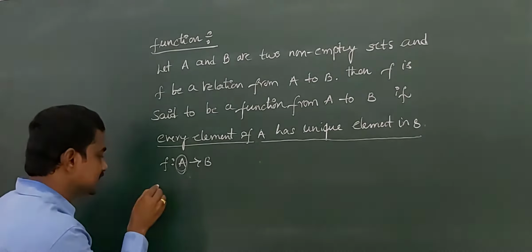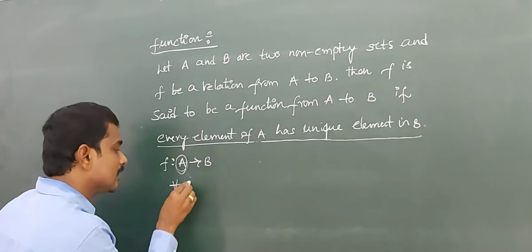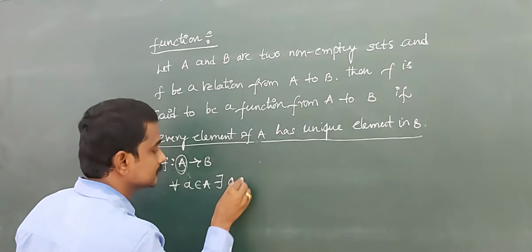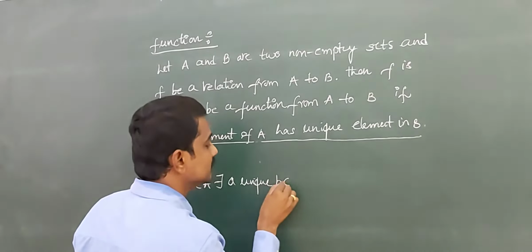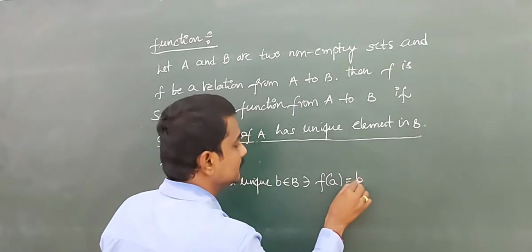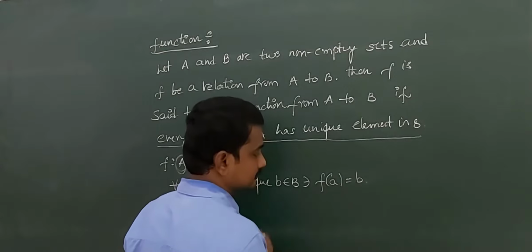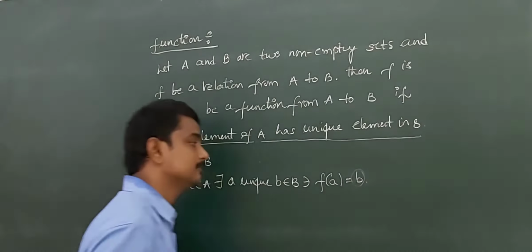By the mathematical condition, F from A to B is a function if for all a belongs to A, there exists a unique b belongs to B such that F of a is equal to b. b is the image of a under F, and a is the pre-image of b under F.